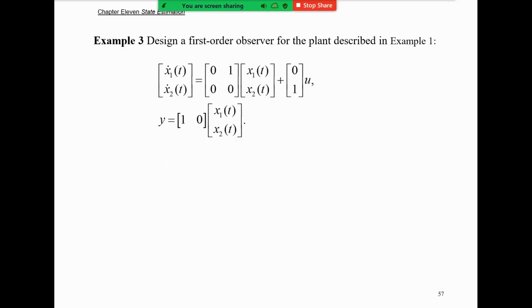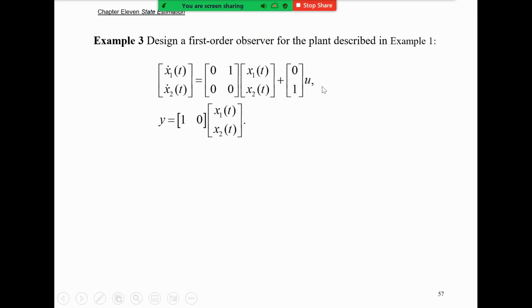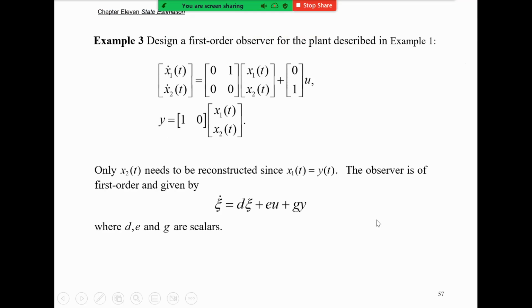All right, so we're going to go through two design examples. First, a simple one. This is the system. We know it's a second order system, and we already have one output. If you look at this one, this output corresponds to x1, so y equals x1. Remember, this is the example we have already studied before. Now we want to design a reduced order observer. Then only x2 needs to be reconstructed because we already know x1.